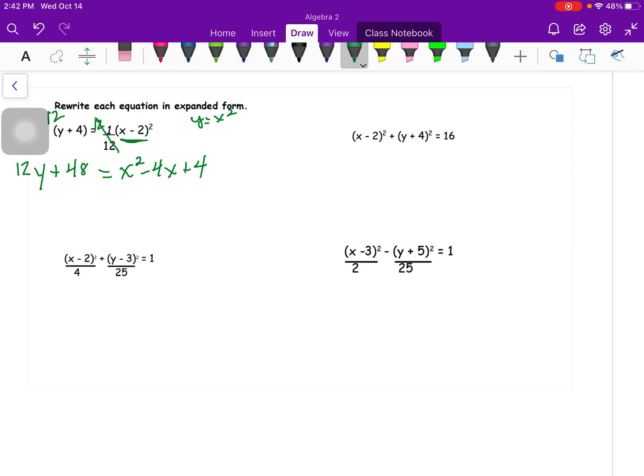And I want everything, all my variables, everything on one side of the equal and set it equal to 0. So in expanded form, I must get my equation equal to 0. So I'm going to subtract the 12y and subtract the 48.